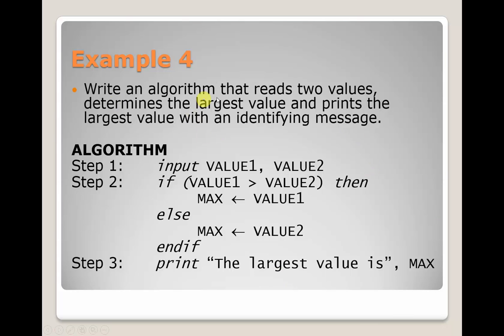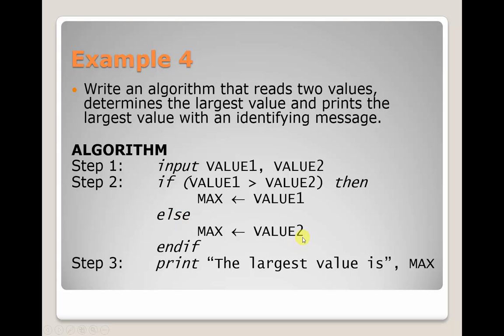So here's the last example. Write an algorithm that reads a couple of values and determines which one is the largest, and then prints that value with some kind of an identifying message. So we'll just skip the real generic pseudocode, jump straight into the more detailed style. We'll say we're going to input value 1, comma value 2. If, note that the expression we're evaluating is held inside the parentheses. If value 1 is greater than value 2, then assign the value 1 to the variable max.